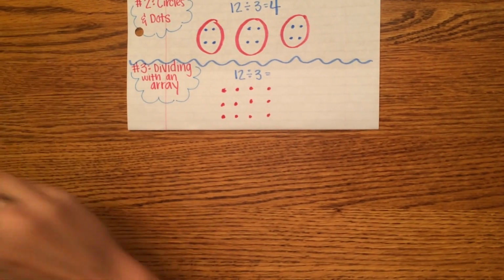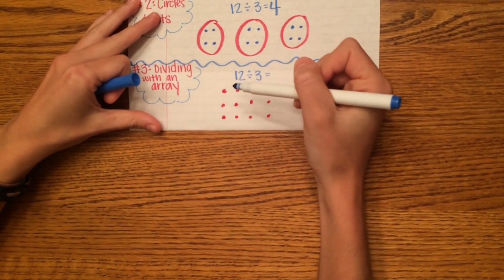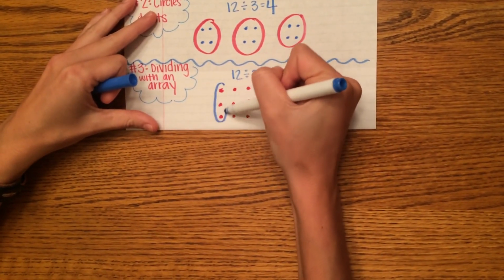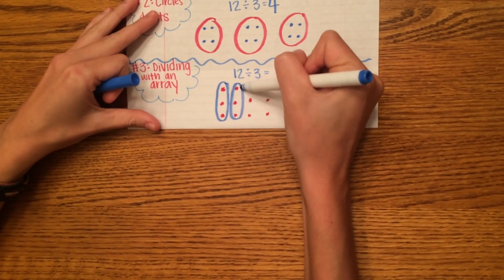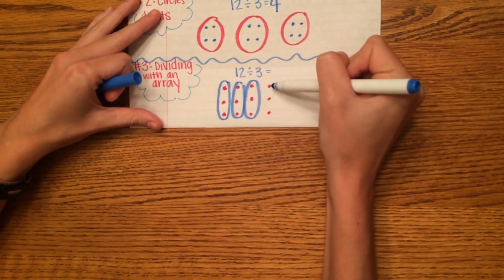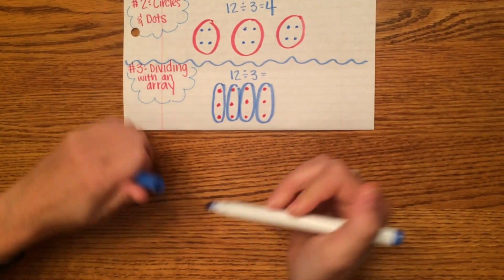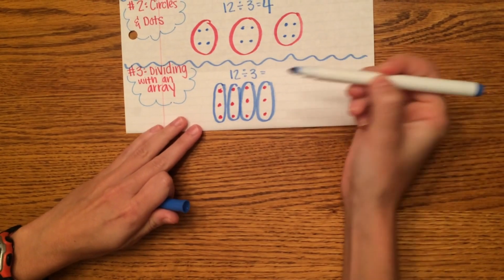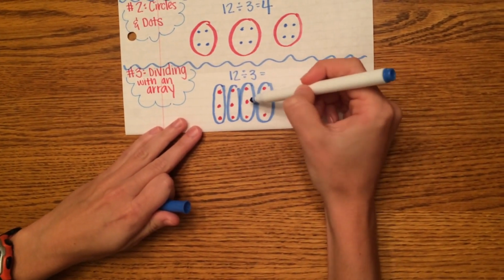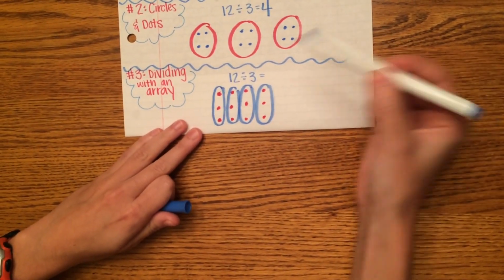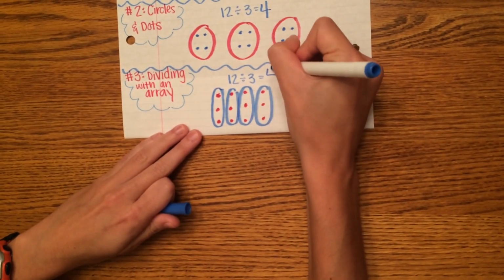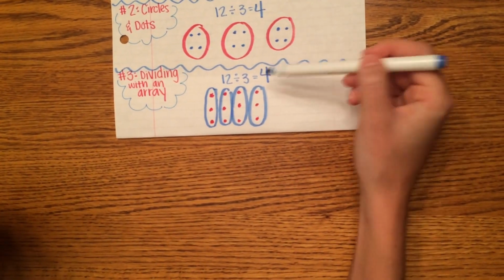Now I can go back to my array and I can circle all my groups of 3. So here's my first column of 3, column of 3, column of 3, column of 3. And I can go back and count. I have 1, 2, 3, 4 columns of 3. Therefore, again, I find that my quotient is 4.